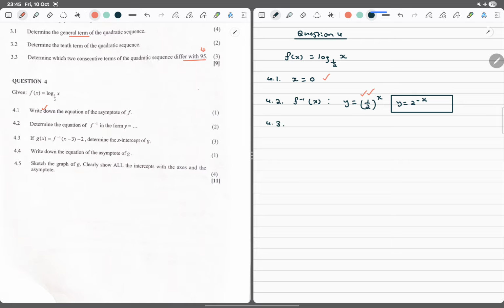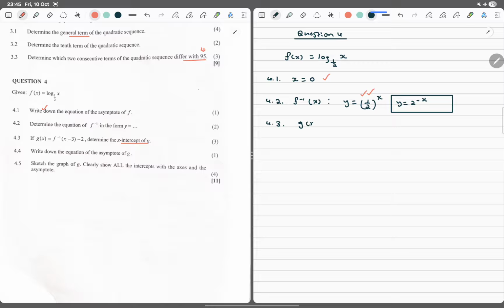There I try to take you through the process, but remember we can't spoon feed you guys forever, otherwise you will never grow. Now, if g of x is f inverse shifted horizontally 3 units to the right and down by 2 units, we need to find the x-intercept of g, okay?